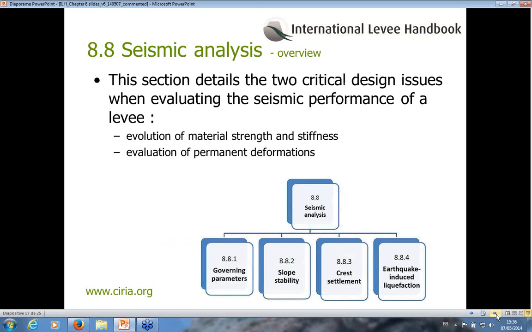The seismic analysis section first details the two critical design issues when evaluating the seismic performance of a levee: evaluation of material strength and stiffness, and evaluation of permanent post-earthquake deformations. As a preamble to the presentation of the seismic analysis methods, the principles for determining seismic action and soil properties are reviewed. The types of methods for stability and permanent displacement analysis of levees subjected to dynamic loading are reviewed.